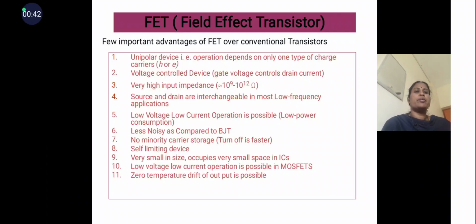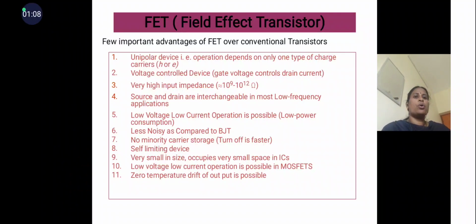Unipolar device in the sense that the operation of a FET depends only on one type of charge carrier, that is, either electrons or holes. The current conduction is due to only one type of charge carrier, either electron or hole. Hence this device is called a unipolar device.